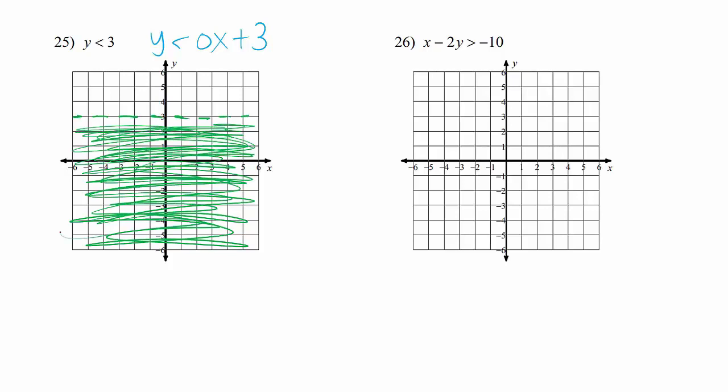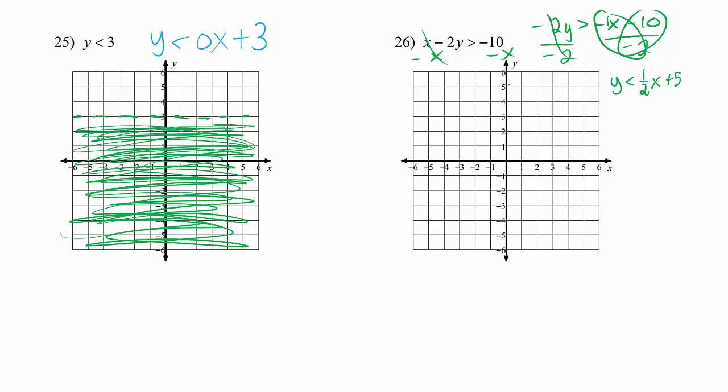On 26, we want to subtract x from both sides. And get -2y is greater than -x minus 10. Divide both sides by -2. When we do that, two things need to happen. We need to flip our inequality because we divided by a negative. Then we have to do both of these. So this is like a -1 over a -2, which is a +1/2 x. -10 over -2 is a +5. We're going to put a dot at 5, go up 1 over 2. And dash, because it's not equal to. And then it says less than, so we're below.